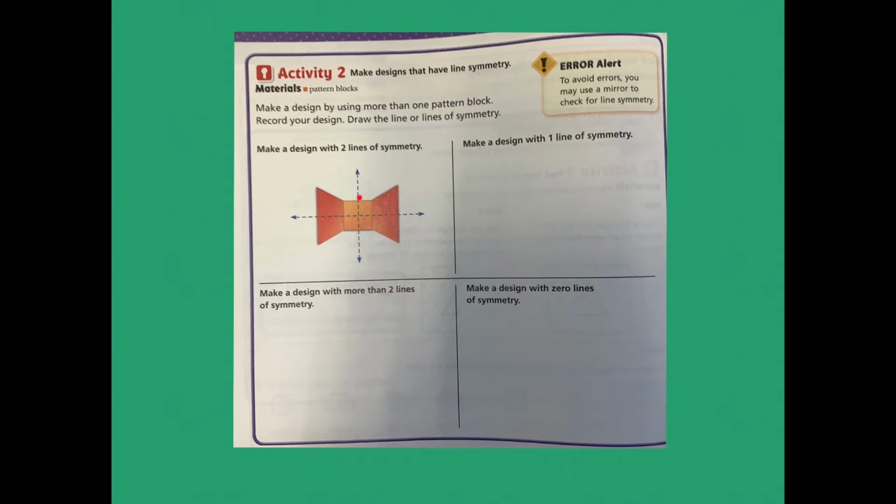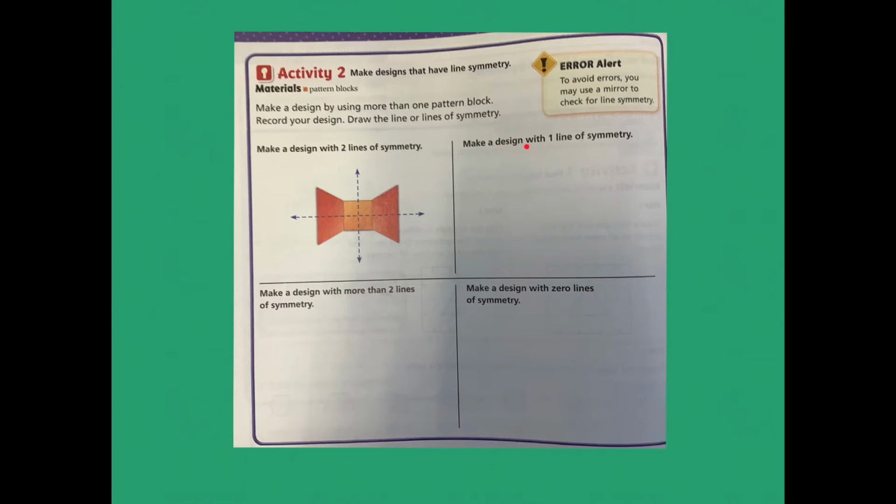They used this trapezoid, this square, and this trapezoid together, made like a candy wrapper sort of looking thing. Line of symmetry this way, if you folded it up, it would match. Line of symmetry this way, if you folded it up, it would match. That's 2 lines of symmetry.